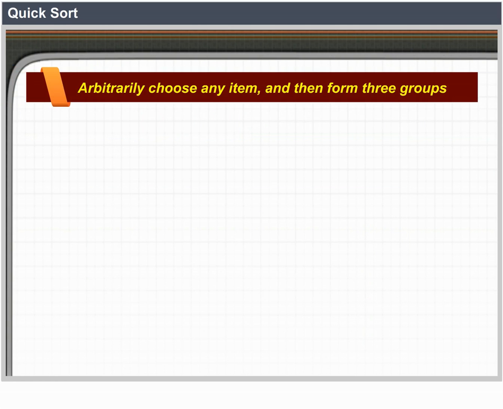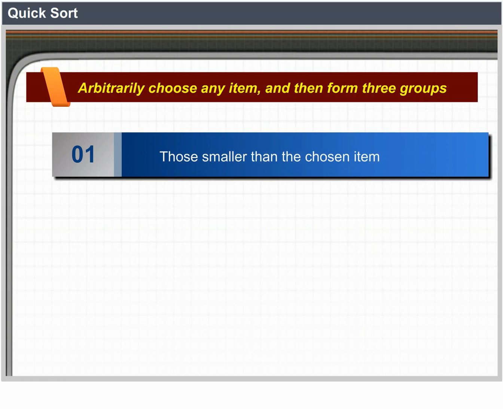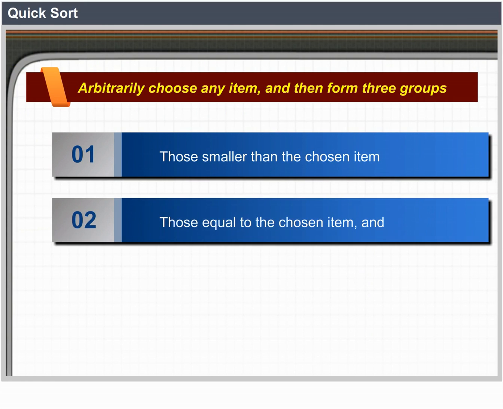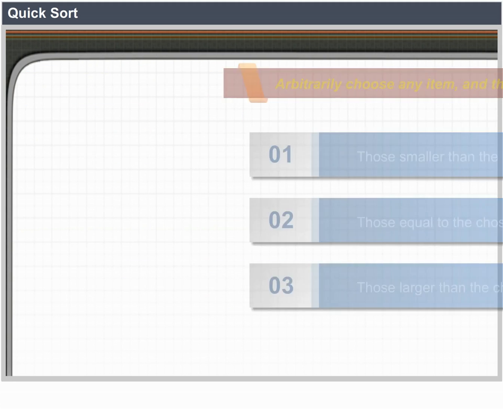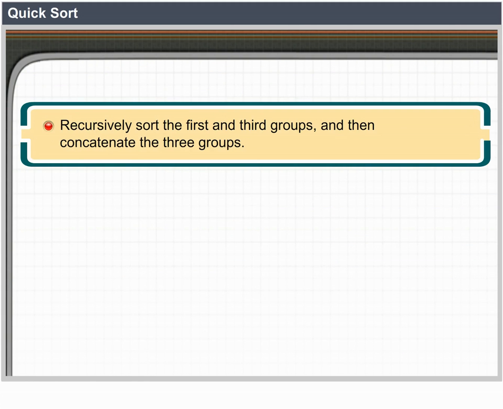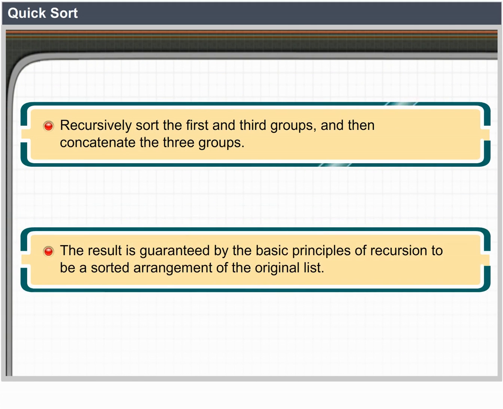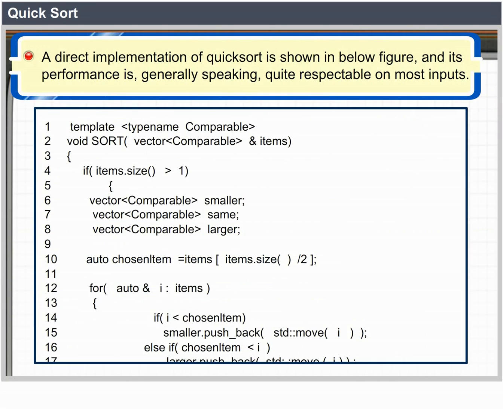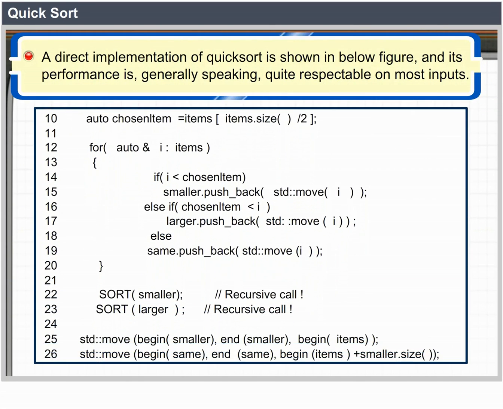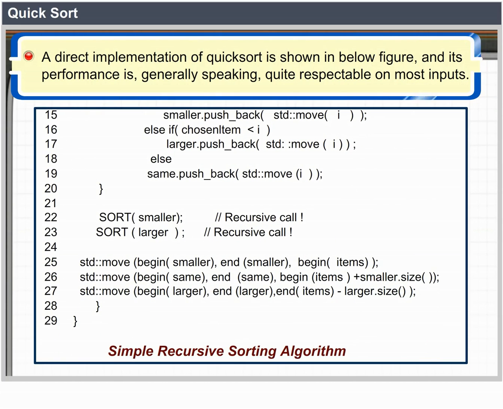Arbitrarily choose any item and then form three groups: those smaller than the chosen item, those equal to the chosen item, and those larger than the chosen item. Recursively sort the first and third groups and then concatenate the three groups. The result is guaranteed by the basic principles of recursion to be a sorted arrangement of the original list. A direct implementation of Quicksort is shown in the below figure, and its performance is generally speaking quite respectable on most inputs.